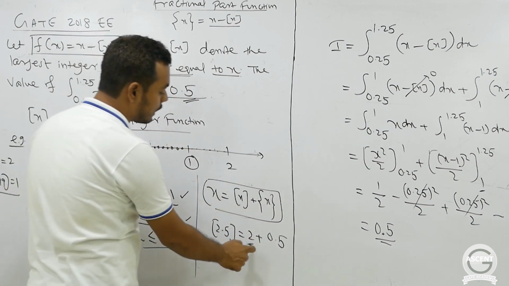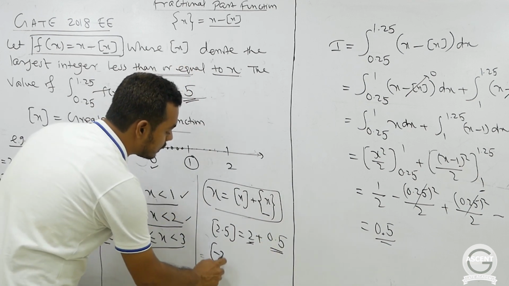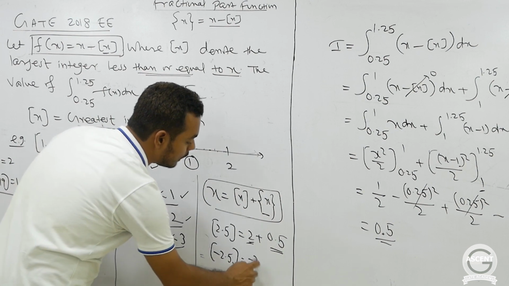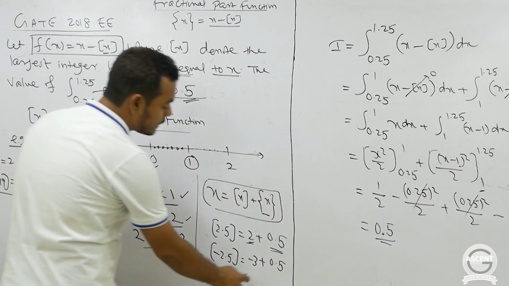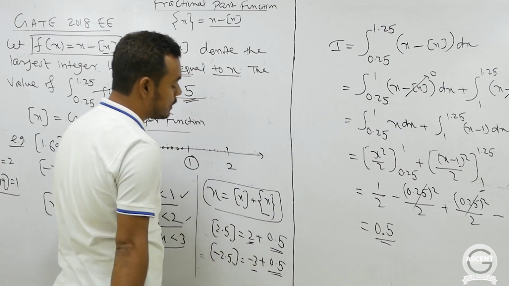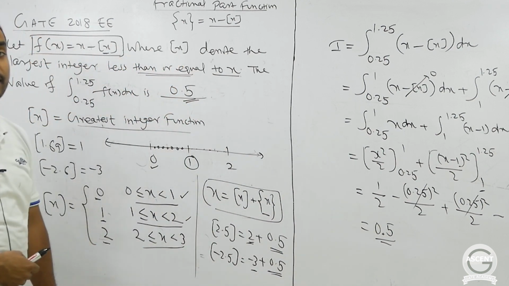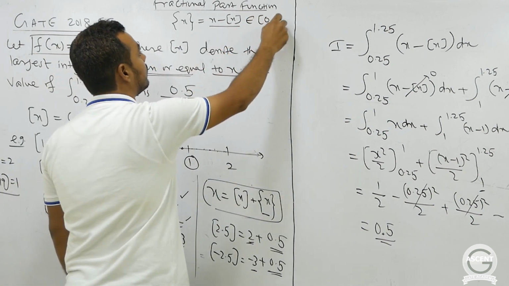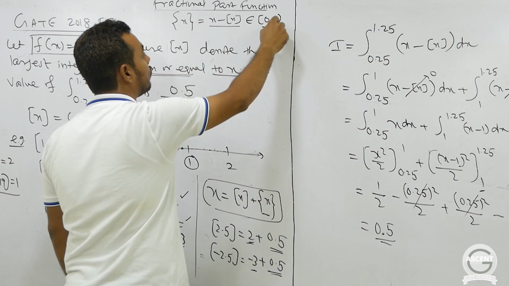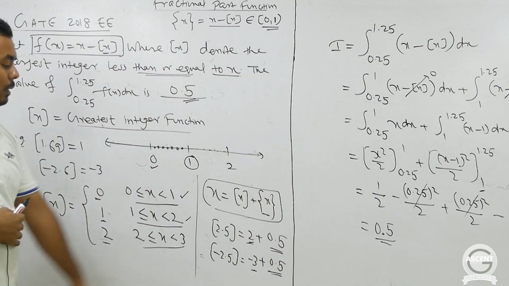So 2 is the integral part of this function, 0.5 is the fractional part. If you have a number, say minus 2.5, then you can write this as minus 3 plus 0.5. So minus 3 is the integral part, plus 0.5 is the fractional part. Remember that the fractional part is always positive. This fractional part of x will always be between 0 and 1. It is never 1. Slightly less than 1 and always greater than or equal to 0.